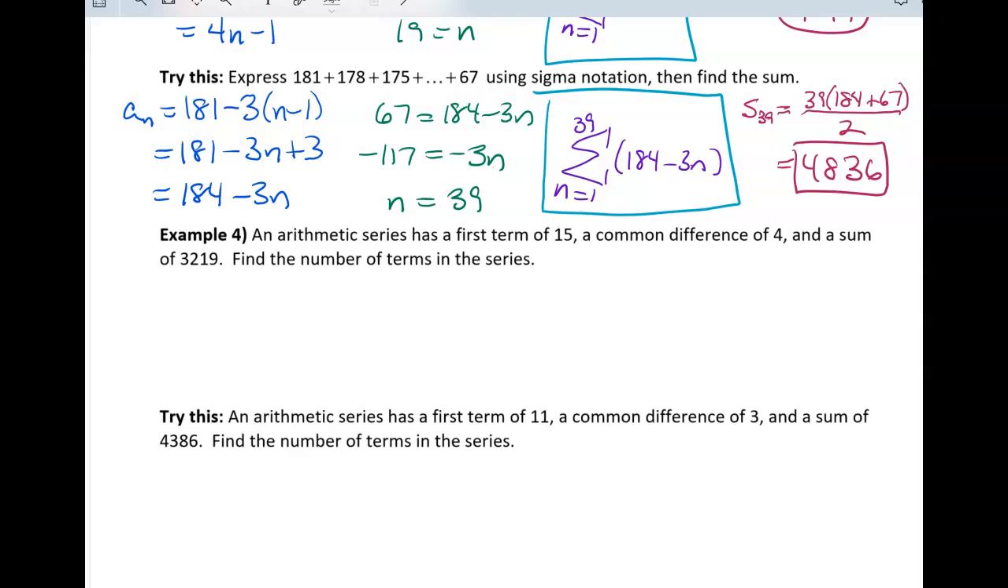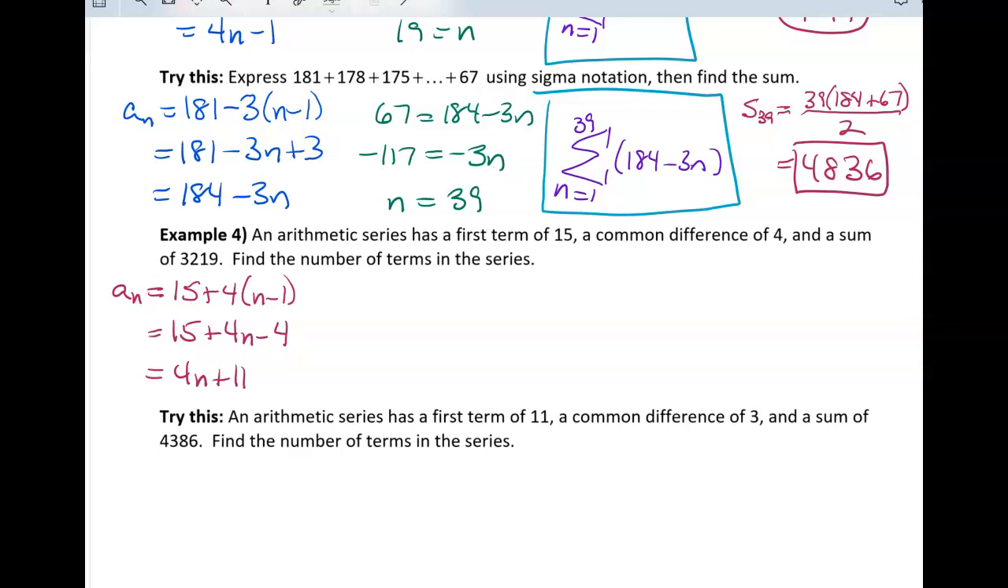This is an arithmetic series that has a first term of 15, a common difference 4, and a sum of 3219. This time we're tasked with finding the number of terms in this series. So we do know that we can find a way to find the nth term. A sub n is the first term 15 plus the common difference 4 times 1 less than the number of terms. So this gives us 15 plus 4n minus 4, or 4n plus 11.